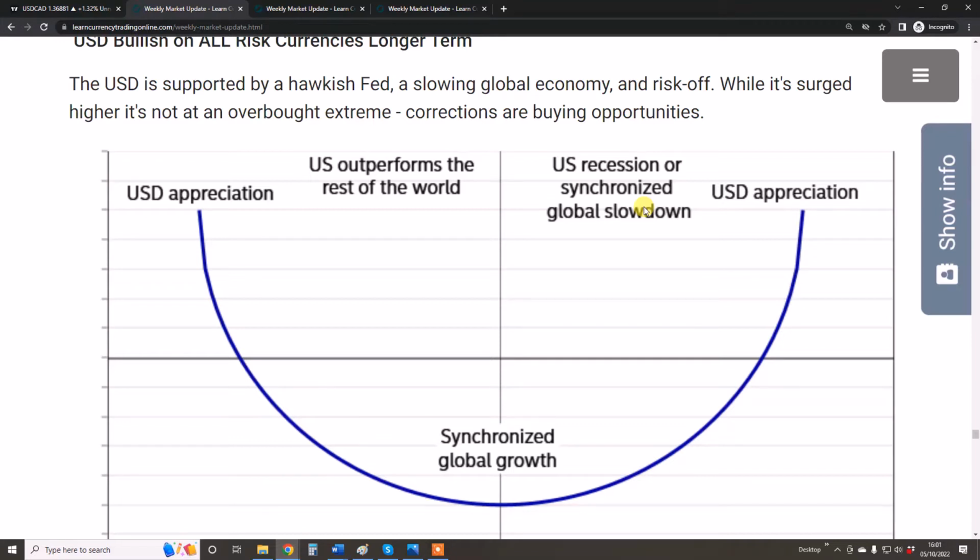Okay, we could, and I think we're going to get a global recession. That's just so bullish for the USD.